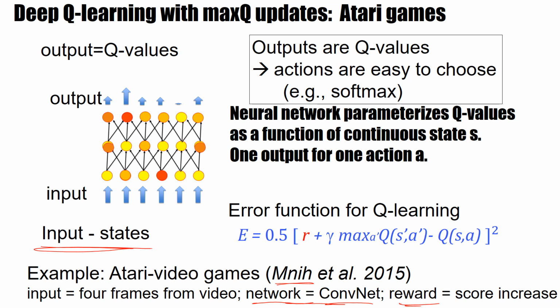Previously, I discussed the error function for SARSA. Now this is the error function of Q-learning. The difference is that we have an additional maximization, max over a prime, max over the next possible actions. And well, the output are the Q values. If you want to choose the next action, you could choose the softmax function, but you could also use epsilon greedy or something else.